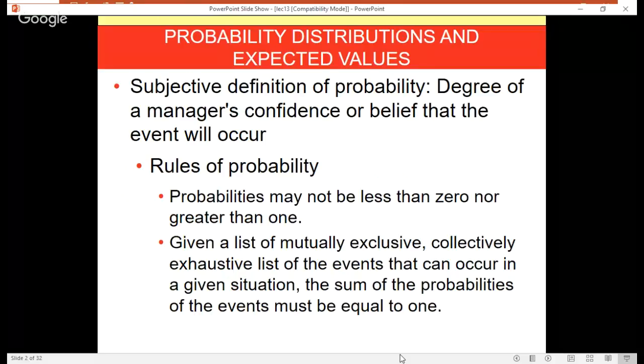Right? And given a list of mutually exclusive, collectively exhaustive lists of events that occur in a given situation, the sum of all the probabilities has to equal 1. Right? So the sum of all possible events, the probability of each of those events, sum them up, it has to equal 1.